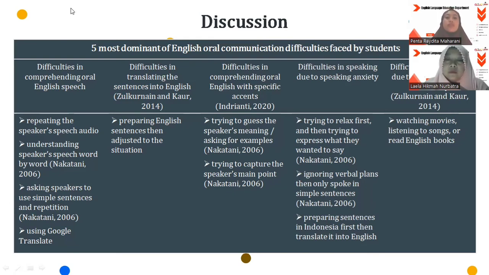And for the fifth most dominant English oral communication difficulty faced by students, we have similar findings to the second finding in Zulkarnain and Carl 2014, which related to students' difficulties in speaking due to limited English vocabulary. And for coping with these difficulties, we found that students watched movies, listened to songs, or read English books.